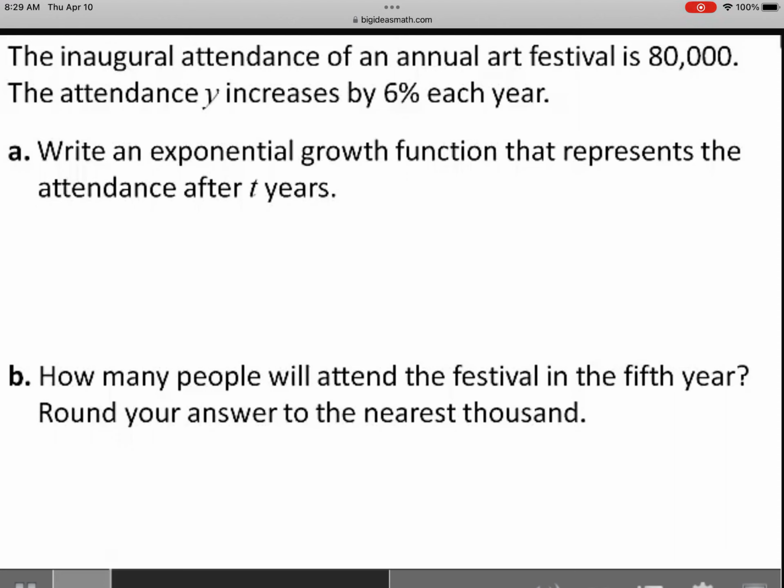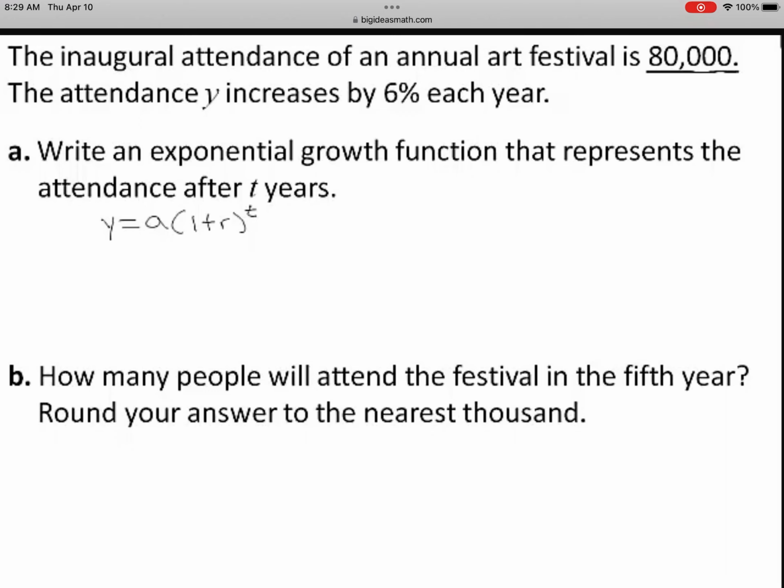First write the exponential growth function, y equals a times the quantity 1 plus r to the tth power. Because the inaugural attendance of the festival is 80,000, the initial amount a equals 80,000. Because the attendance increases by 6% each year, the rate of growth r equals 6/100.